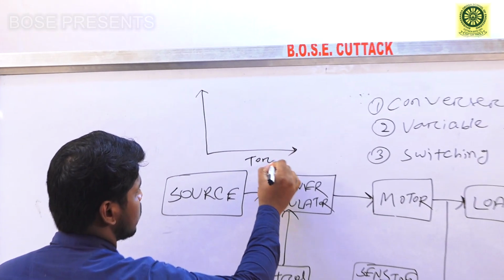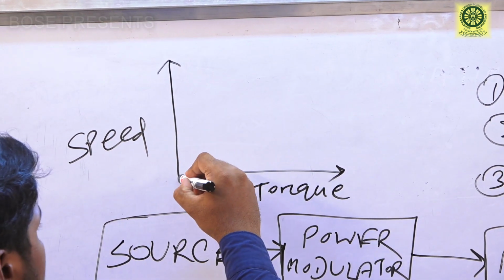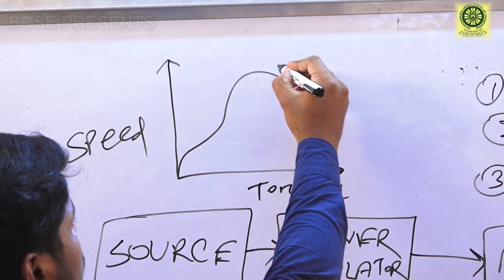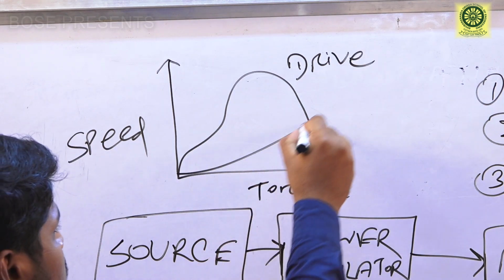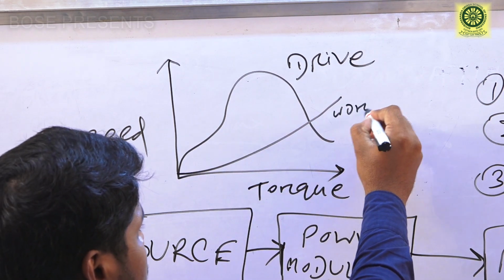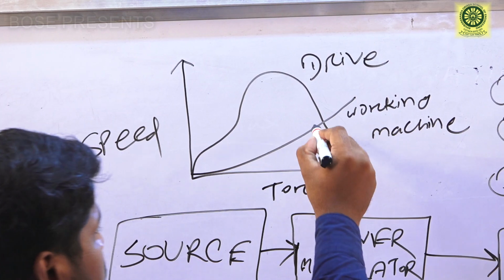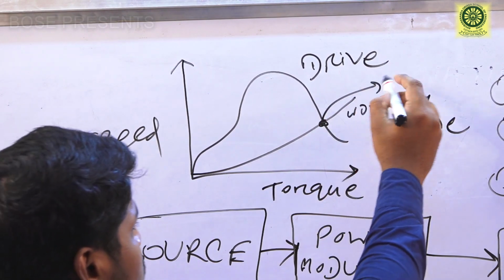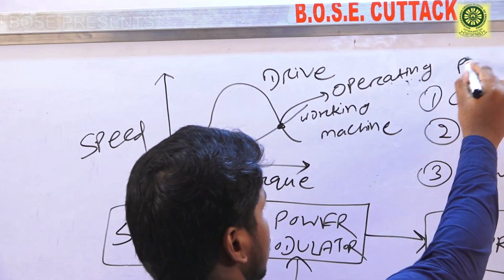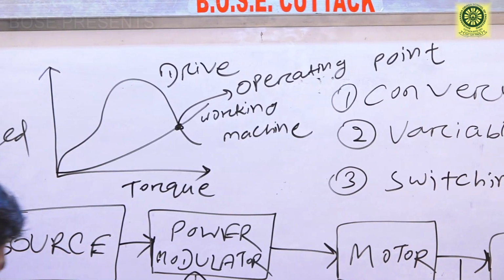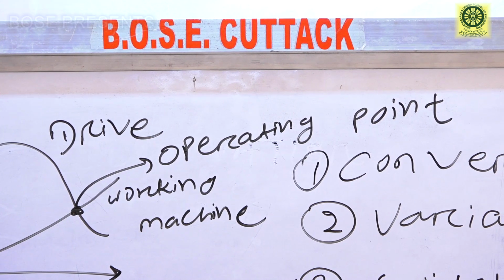suppose this is the torque, this is the speed. This is the torque-speed characteristic of the drive, and this is the torque-speed characteristic of the working machine. And this intersection point is called the operating point. So the work of the input command is that it will adjust the operating point of the electric drive. Okay.